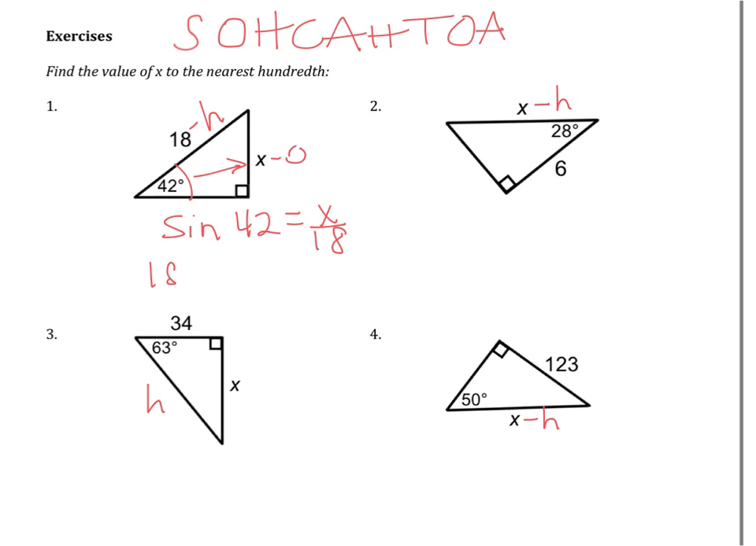Cross multiply, and to the nearest hundredths, tell me what the approximation is. And hopefully you got 12.04, which I think you did. You guys are good like that.